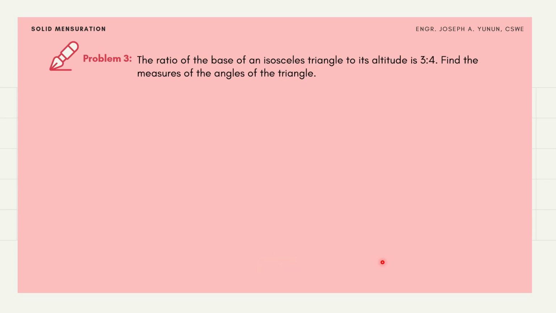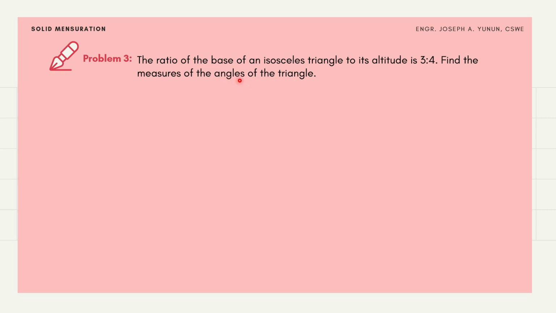Proceeding to the next problem. The ratio of the base of an isosceles triangle to its altitude is 3/4. So again, you have an isosceles triangle, so you should be familiar with this triangle by now. The ratio of the base and the altitude is 3/4, or 3:4. Then find the measures of the angles of the triangle.